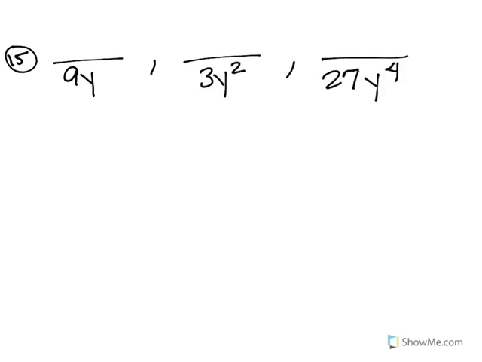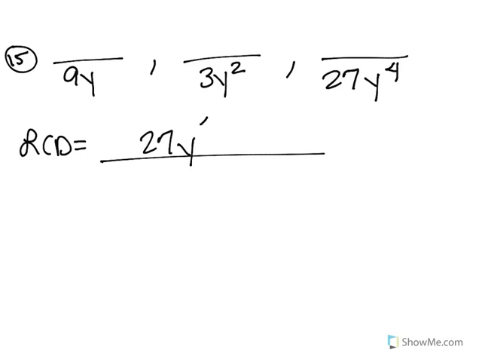So on 15, if you have 9y, a 3y squared, and a 27y to the 4th, then the LCD would be who? 27 and what? And y to the 4th. Very good. When you're looking for your number, you know it's got to be at least 27 because it's got to be the biggest number that's down there or bigger. You follow me? You're not looking for GCF. You're looking for the common multiple. So that's a bigger number.